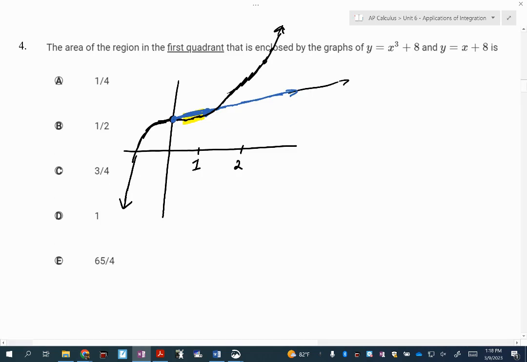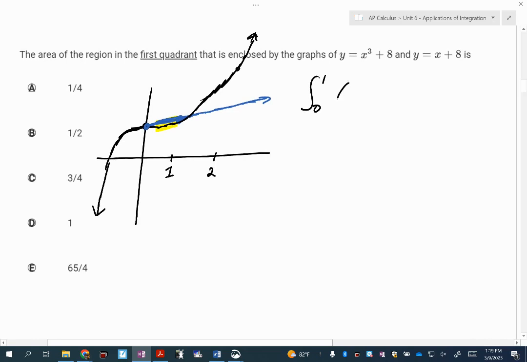These are going to keep going forever. So it's not going to actually be able to be calculated. So the only one I can calculate is the integral from 0 to 1. And my line, x plus 8, is actually on top of my cubic function, x cubed plus 8. So this is what I'll be calculating to find this area.